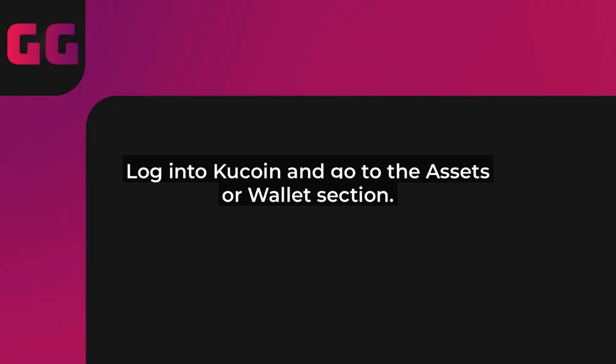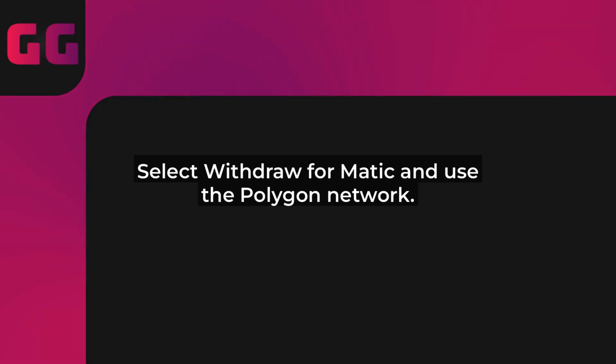Step 1. Log into your KuCoin account. Head over to the Assets or Wallet section and find your Modic balance. Make sure you're on the correct network. For Modic, that's the Polygon network to avoid any extra fees or delays.